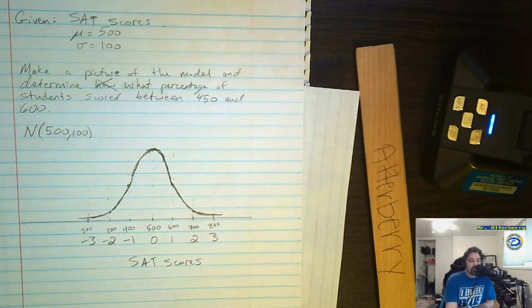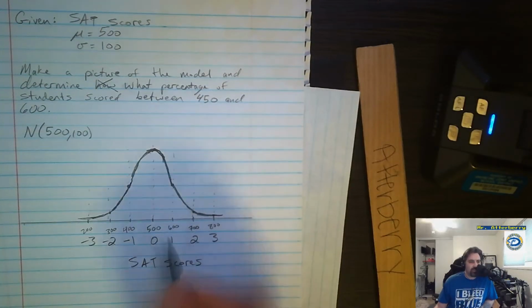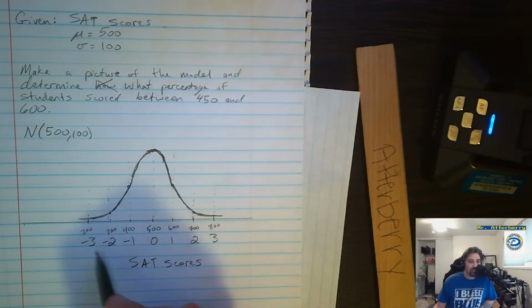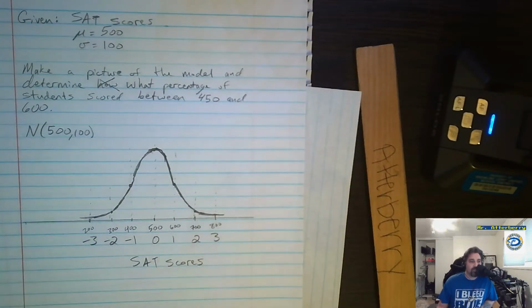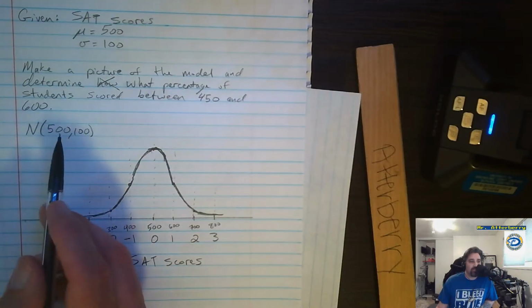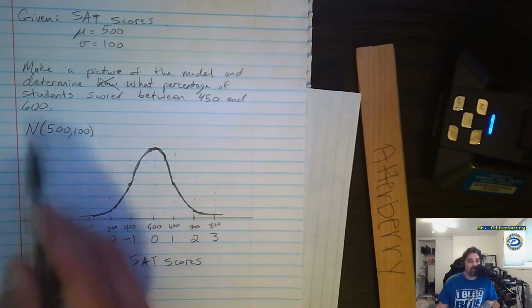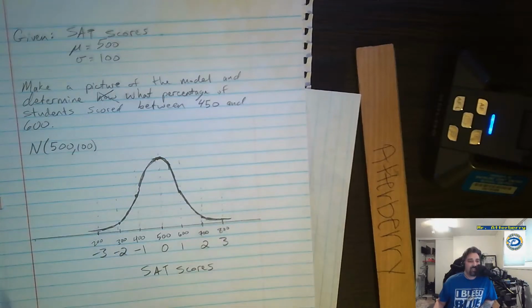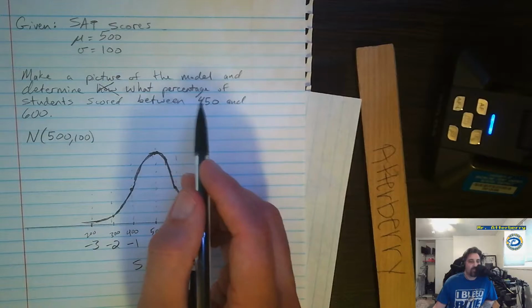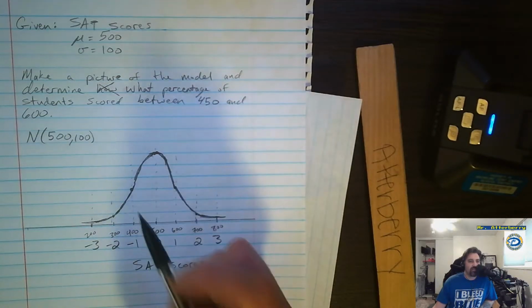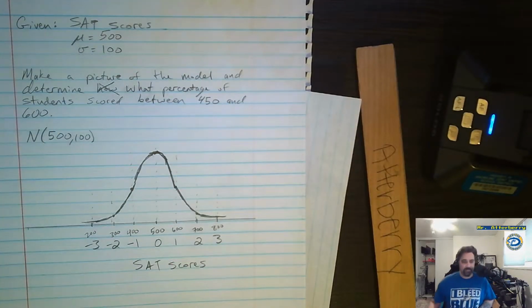Okay, so I kind of just traced it out here. These scores, so 0, 1, 2, 3, -1, -3, those are my z-scores. I made a label calling it SAT scores. I have my capital N, parentheses 500, 100, to show that this is the normal model, SAT scores. And then they want to know what percentage of students scored between a 450 and 600. So I'm going to mark that off and let's see.